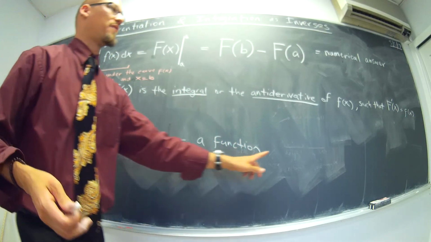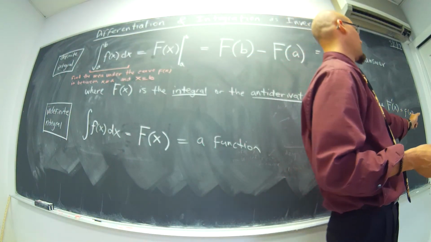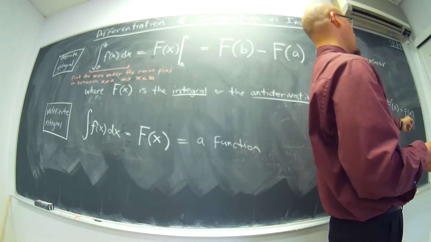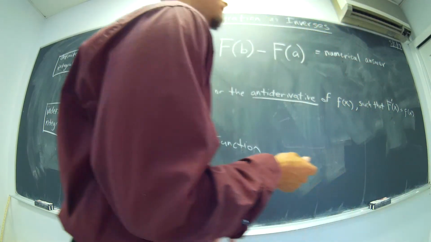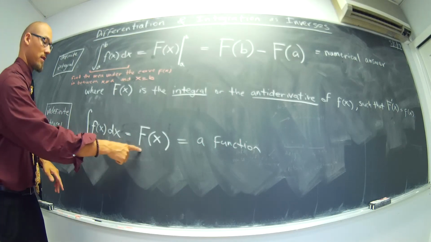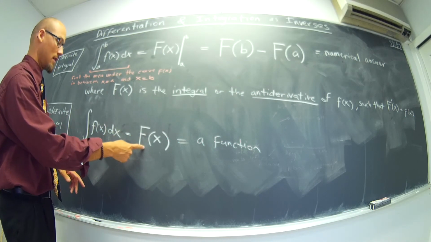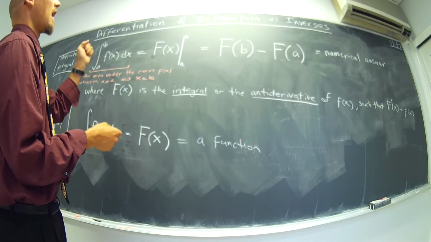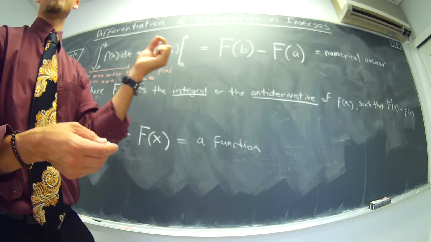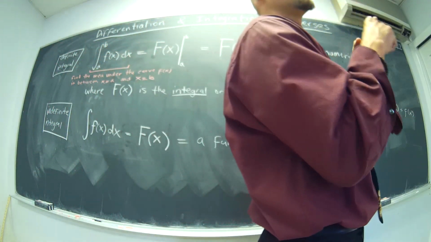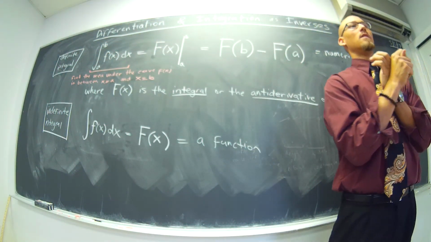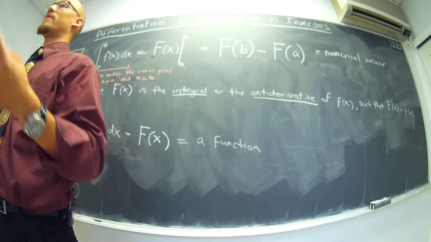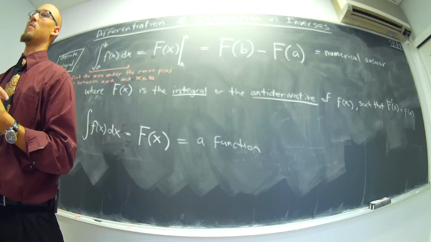It is a function such that the function's derivative is the original function I started with. The antiderivative: if I take the derivative, I get the original function. So if I integrate a function and then differentiate it, I end up at the same place. They are inverses. They undo each other. They are opposites. So I can differentiate, then integrate, and get the same place, or integrate and differentiate. They cancel each other out and we get back to the same place.